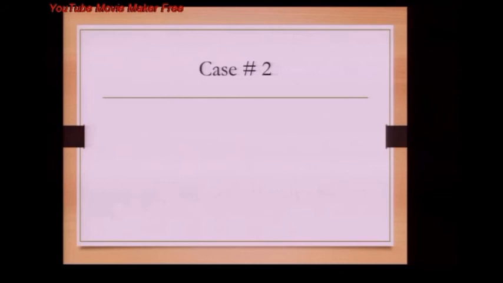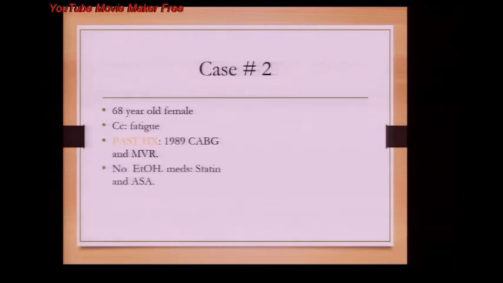Her chief complaint is also fatigue, so they're the same in that respect. Her past history is a little more elaborate. She's had coronary artery bypass grafting. She's had a mitral valve replacement. You hate these abbreviations, but you just kind of have to get used to them. She does not drink alcohol. Her only medication is a statin for cholesterol. She takes some daily aspirin. Family history has coronary disease and diabetes, but no liver disease.